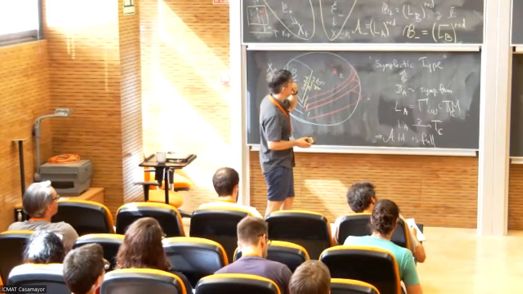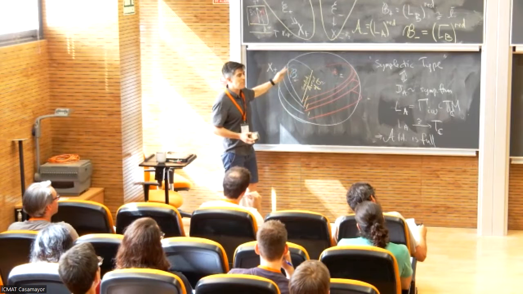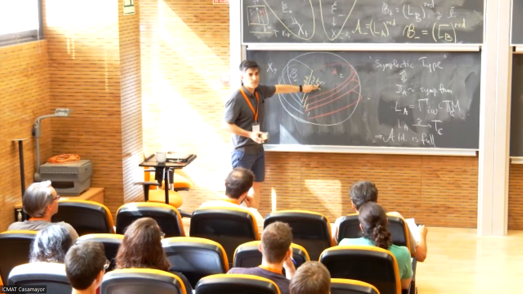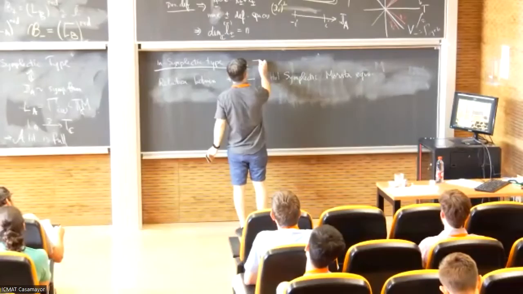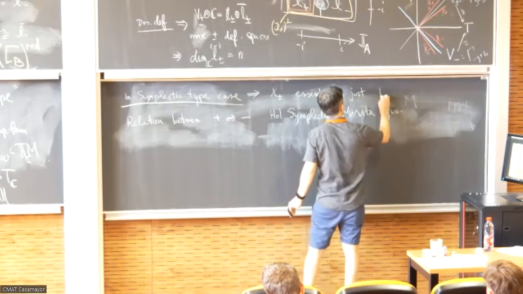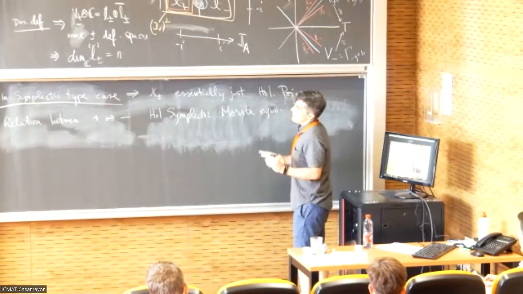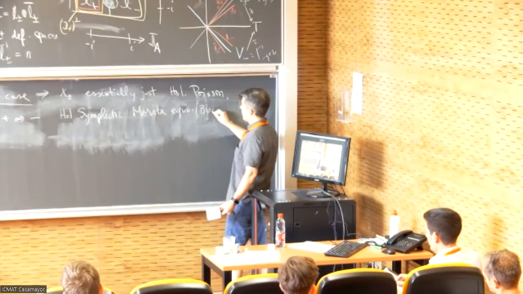So the point is that if A is not there, then the B foliation is the thing that you need to analyze. The B structure is what you need to analyze, and B is really the same thing as the Poisson structure. Therefore, what you're really trying to compare are just two holomorphic Poisson manifolds. So in the symplectic type case, both sides are essentially just holomorphic Poisson structures. And the relation between them is exactly that of holomorphic symplectic Morita equivalence. And this was the result that I had with Francis and Maxine.